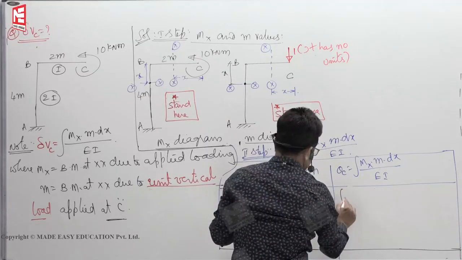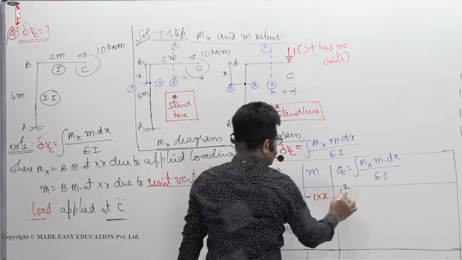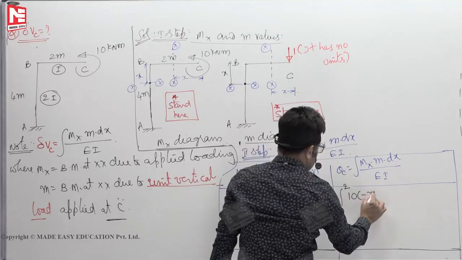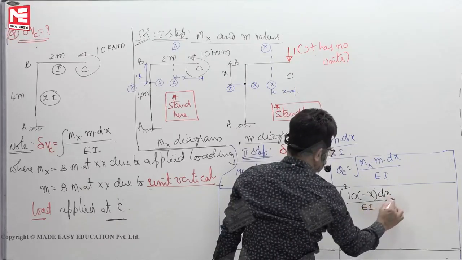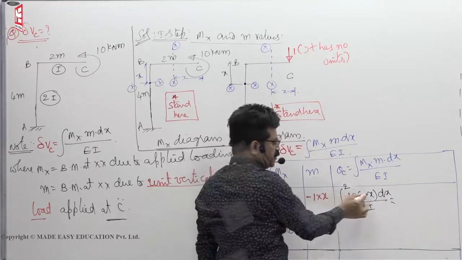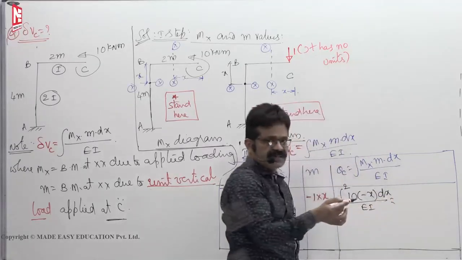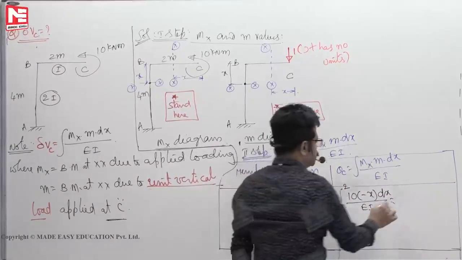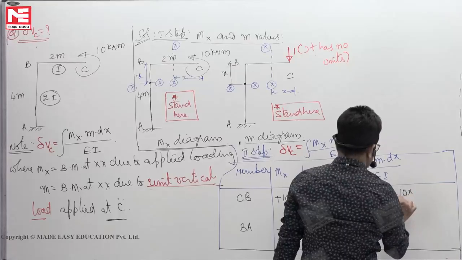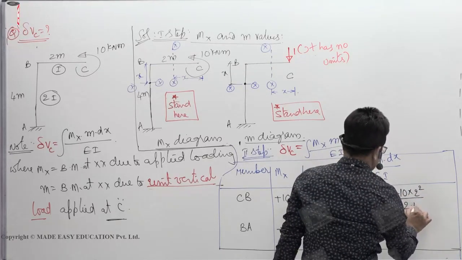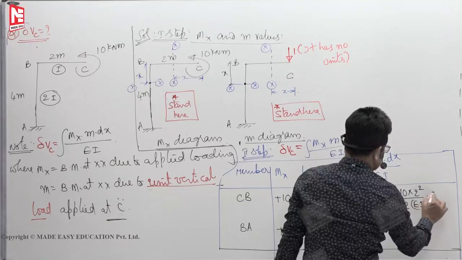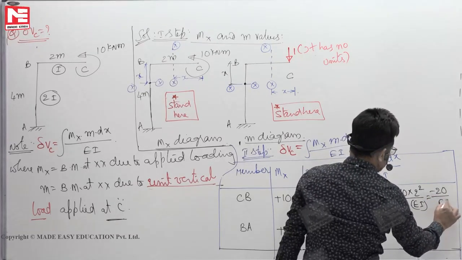Integral, limits of integration 0 to 2, 10 into minus x dx by EI. Minus, you take 10 common out, integral of x means x square by 2. X square by 2 means 2 square by 2. So 10 into minus, 10 into 2 square by 2 EI. So you will get minus 20 by EI.